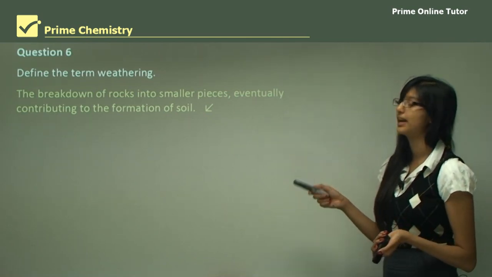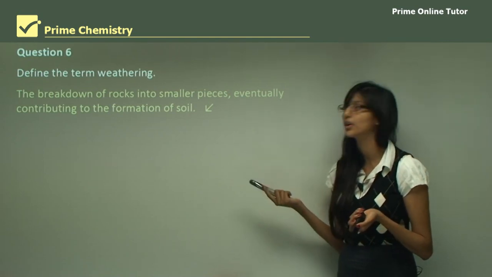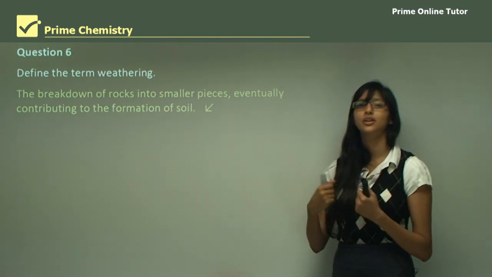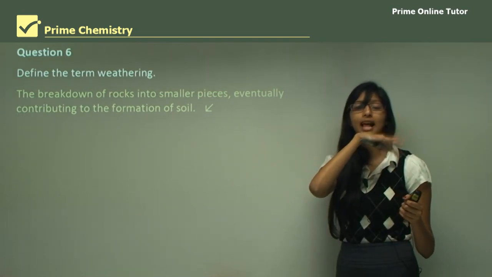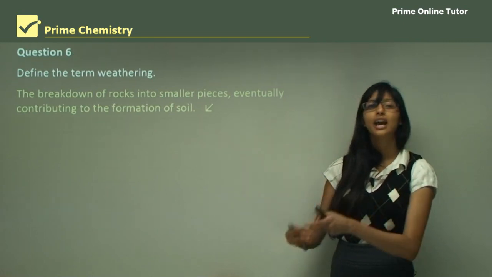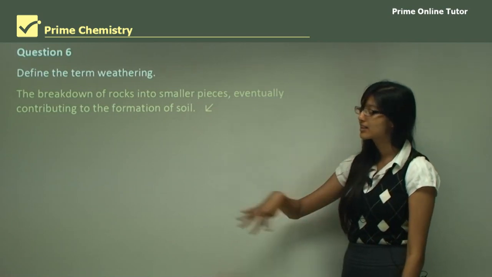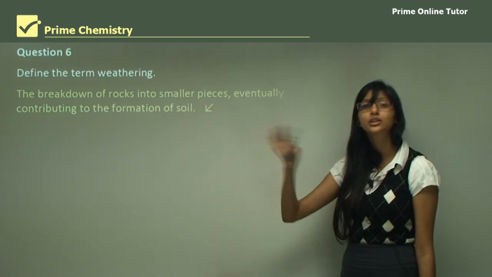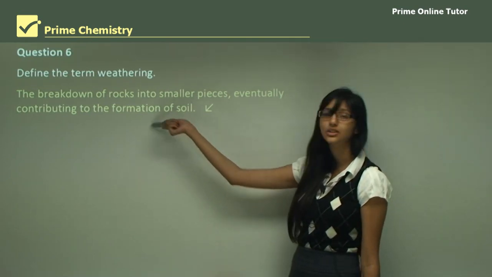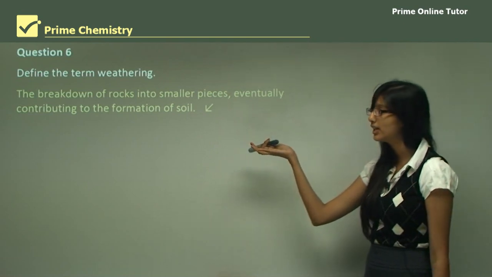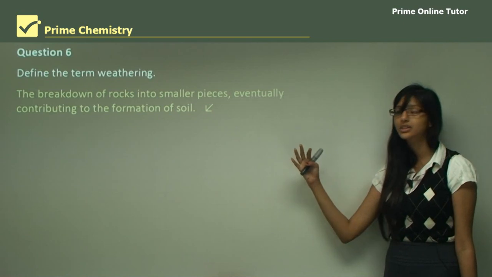Now weathering is the breakdown of rocks into smaller pieces, eventually contributing to the formation of soil. So weathering is basically the breakdown of rocks, and water can act as a weathering agent. For example, if glaciers, which are solid water, are flowing and any rock comes in their pathway, they break that rock. And as you can imagine, if they continue to break the rock, at one point the rock particles would be so small that they will lead to the formation of soil. So what is weathering? Weathering is the breakdown of rocks into smaller tiny pieces which will eventually form soil.